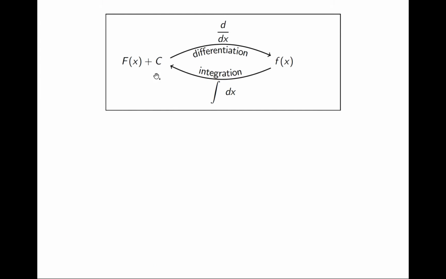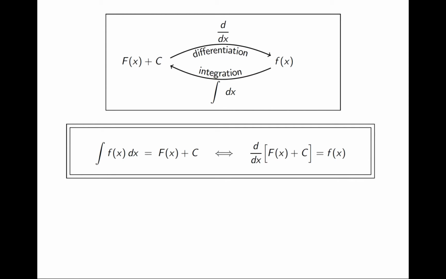So to summarize what we've done so far, we have this process of differentiation, which would take a function big F of x plus c and take its derivative. You do d dx of it, and you get another function, we'll call it little f of x. That's the derivative of big F of x plus c. And then we have this reverse process of integration, where you take the integral of f of x dx to get big F of x plus c. So they're reverse processes.